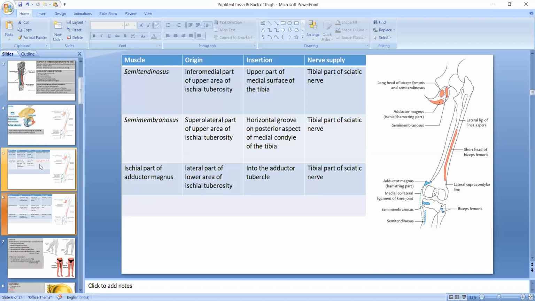So what would be the treatment of this strain of the hamstring muscles? We can use a protocol called RICE. R refers to rest, I refers to ice, C refers to compression, and E refers to elevation. So this is a common clinical condition that happens to the hamstring muscle: the strain.